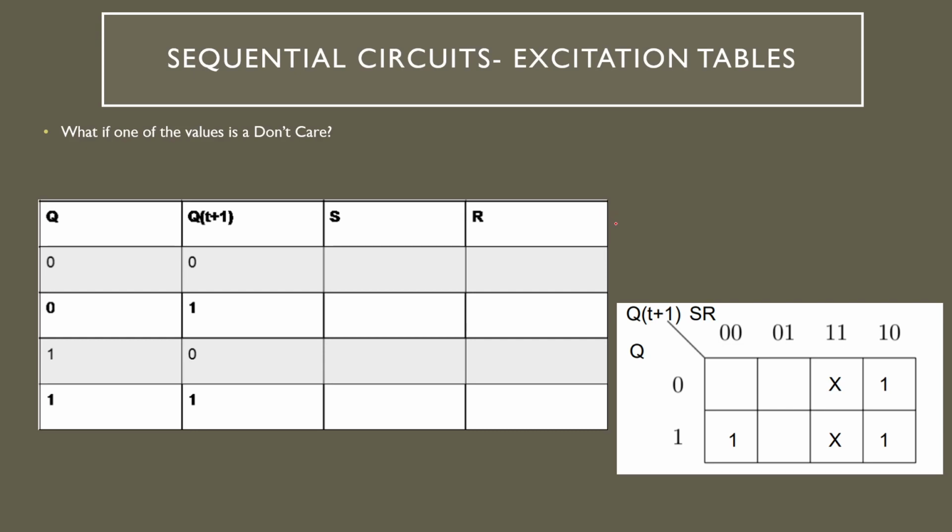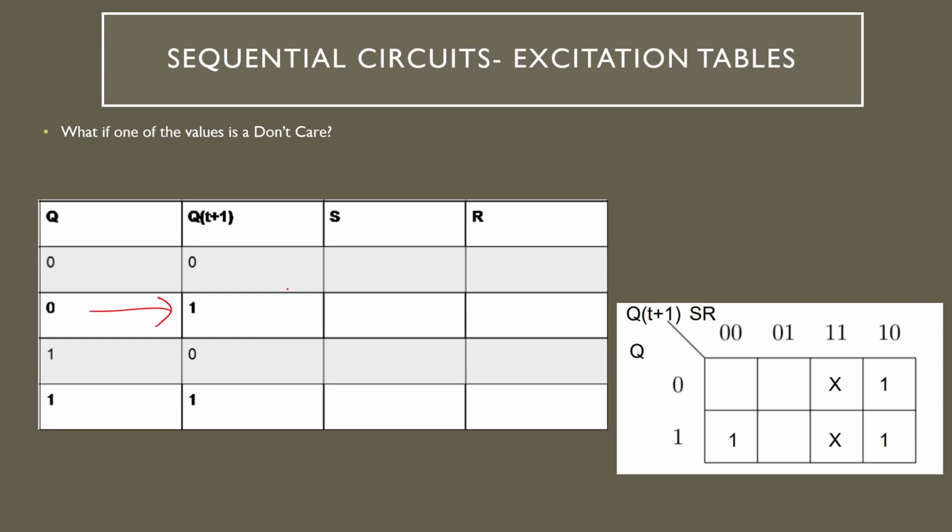What if one of the values is a don't care? Well, in SR inputs, there's a case for the inputs being a don't care and the outputs being a don't care. The inputs being a don't care, that shouldn't be possible. Well, let's get to that. So let's look at the obvious ones first.